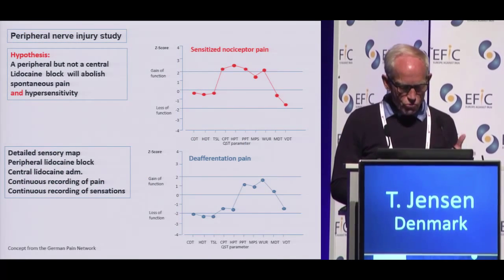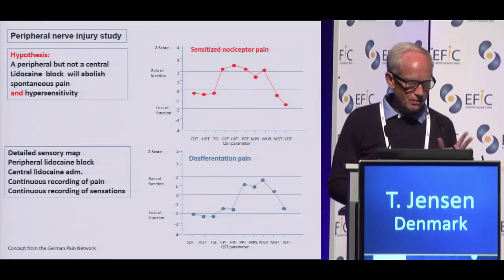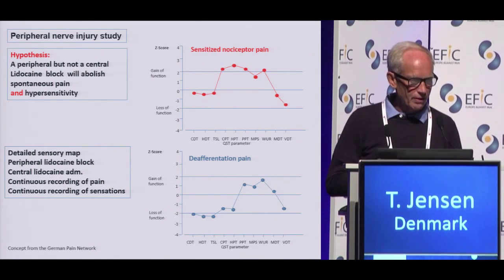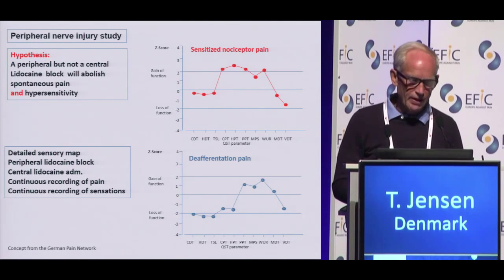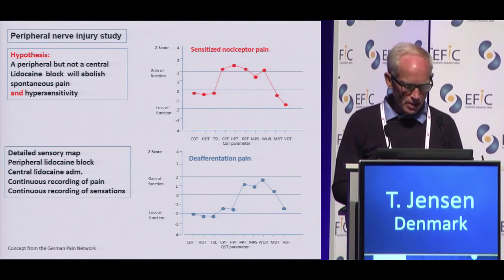So, we also used the German Pain Network paradigm in order to look at what happened to various types of sensory modalities while we did this type of block, the peripheral one and the central one, and did a detailed sensory map looking at things here.